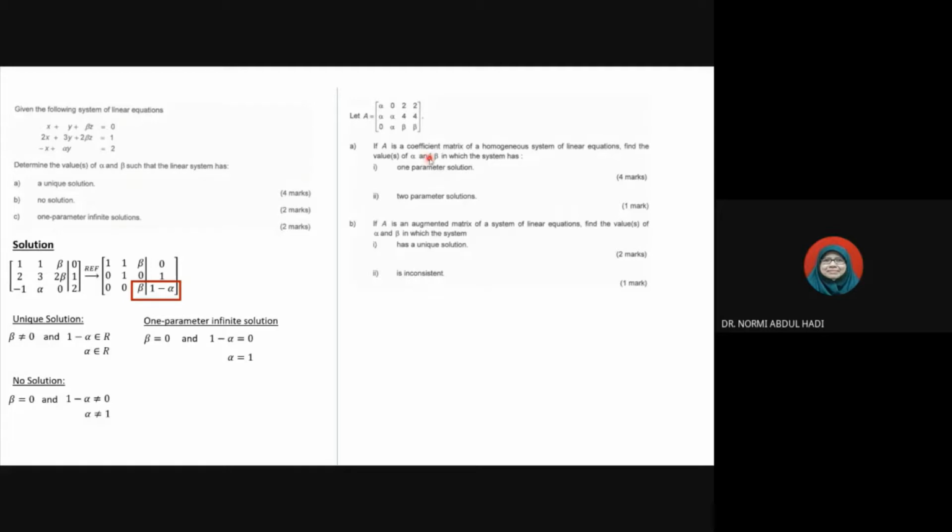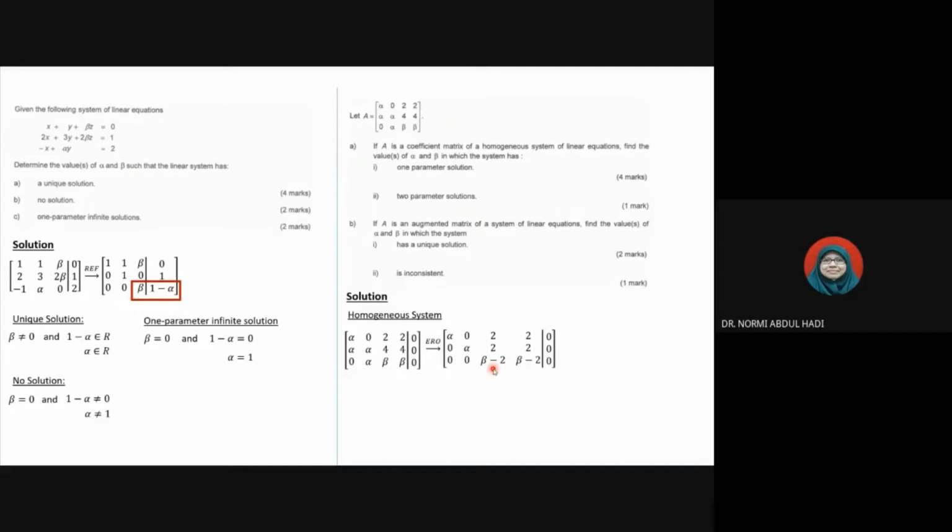For the second example, there are two types of question. The first one, consider this matrix A as a homogeneous system of linear equations, and number two, consider A as an augmented matrix. For the first one, A is a homogeneous system of linear equations. So find alpha and beta for which the system has a one parameter solution and a two parameter solution. Homogeneous system of linear equations means that matrix B is a zero matrix.